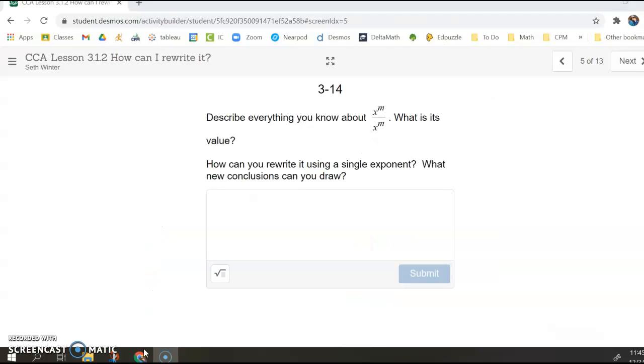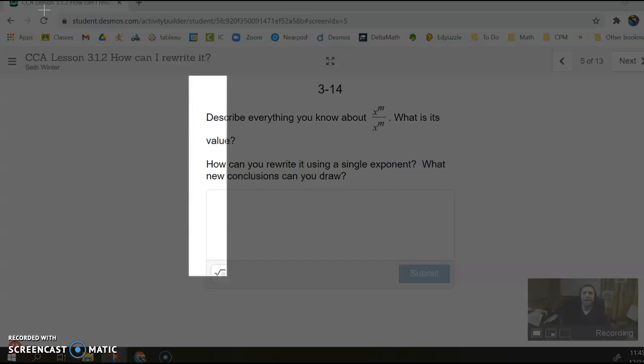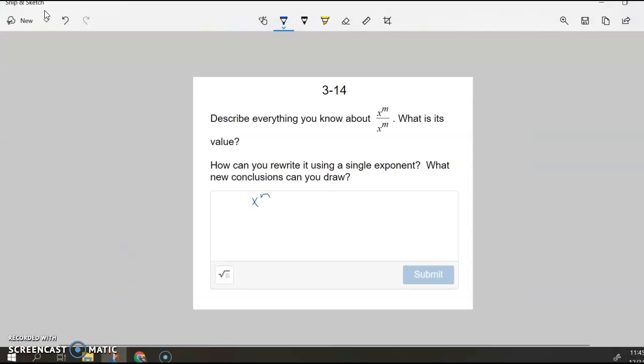Pause it, please. So the idea here is we know that anything divided by itself is equal to 1, right? And so we have x to the m divided by x to the m is equal to 1. Well, the quotient rule says that we can subtract those, and so we could say x to the m minus m, and anything subtracted by itself is 0.